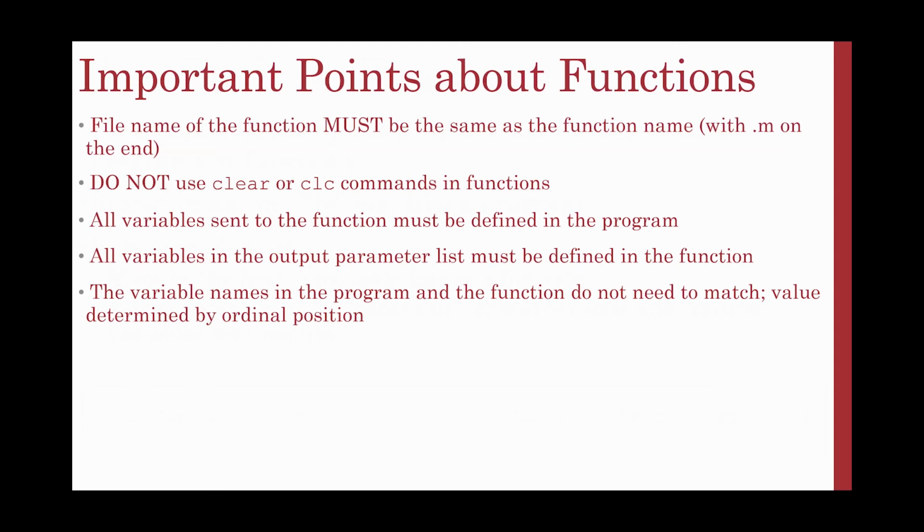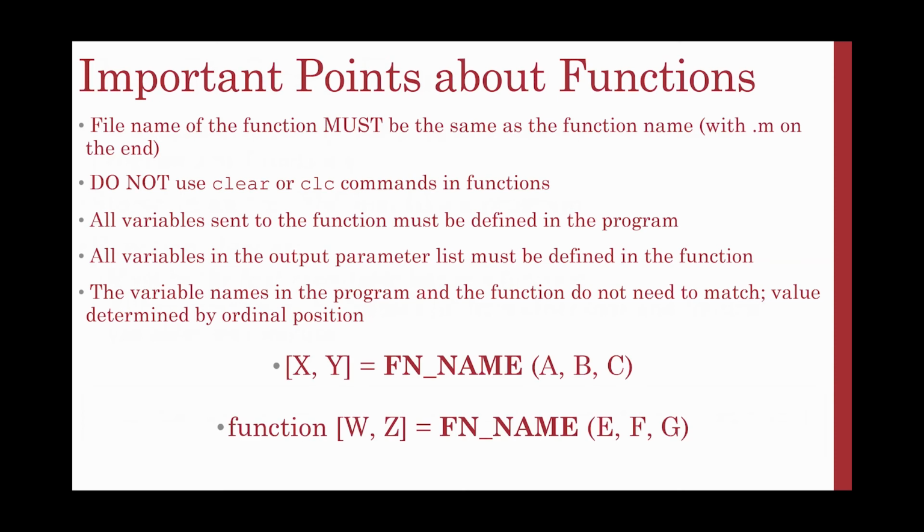So just because I call a value ABC inside of my function does not mean I need to pass in variables ABC. They will be defined by the order in which I pass them in. So for example, this is my function call. I want variables X and Y out of my function, and I'm putting in A, B, and C. My function gives me outputs W and Z, and my file name is EFG.